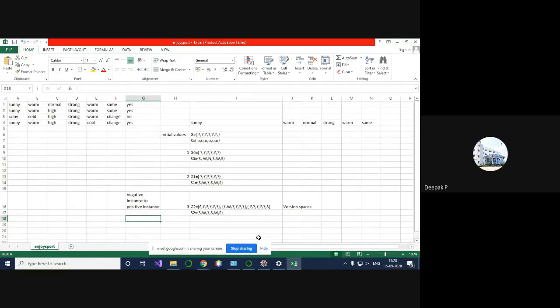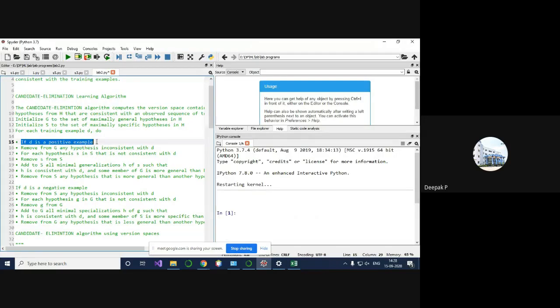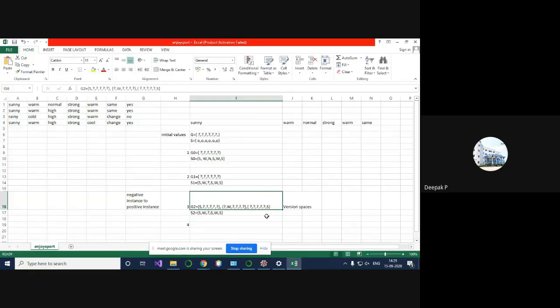So now, what is the last category? Fourth iteration. So I need to check the instance. The instance is positive, yes. So what I should do, I should make it more generalized now. Okay, so let us go to the algorithm. If D is positive example, remove from G any hypothesis inconsistent with D. Do we have any inconsistent data in G? Yes, we have one. That is your last category.